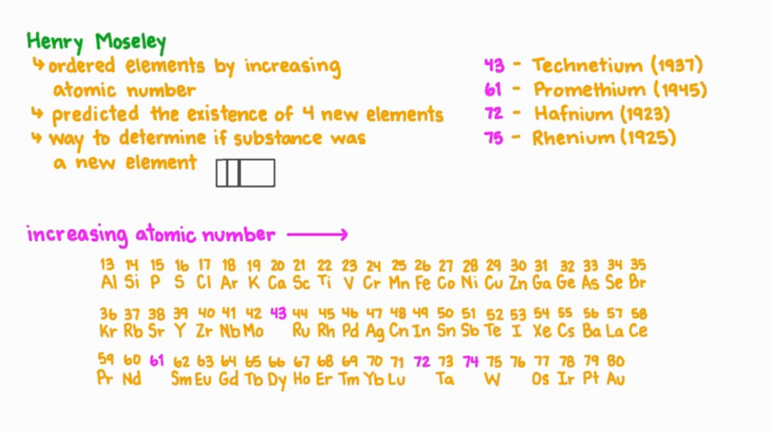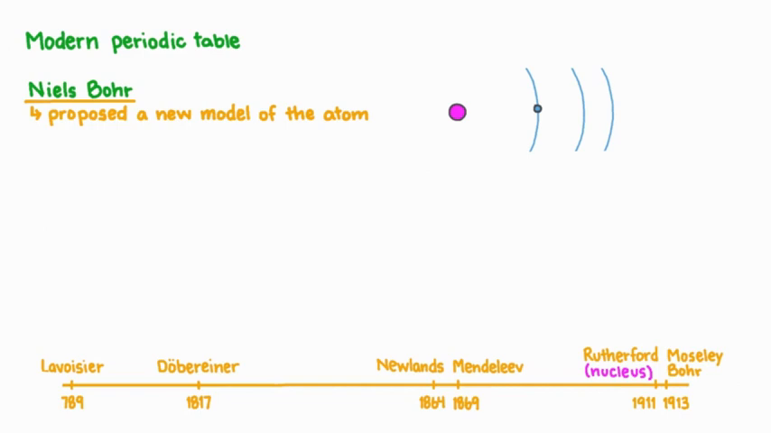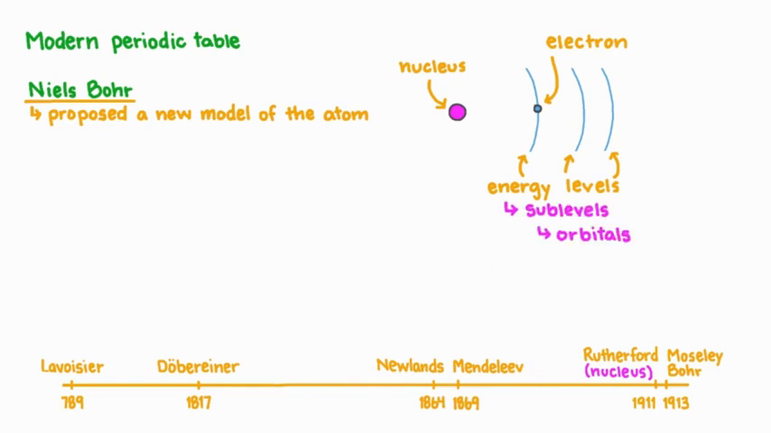Henry Moseley's work paved the way for the modern periodic table, but even more discoveries about the nature of the atom would lead to the periodic table that we know today. In the same year that Moseley suggested organizing the elements by atomic number, Niels Bohr proposed a new model of the atom. Bohr suggested that electrons in the atom orbited the nucleus in discrete regions called energy levels. Bohr's model would be expanded upon over the years to include energy sublevels and orbitals.